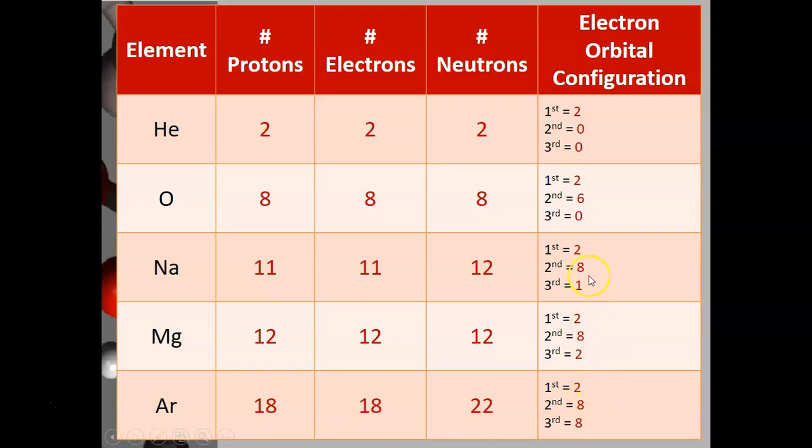And then we fill your electron orbitals, right? So first orbital can only ever hold 2, so that's where those 2's all come from. Second orbital can never hold more than 8. Third orbital then is where the remaining electrons end up.